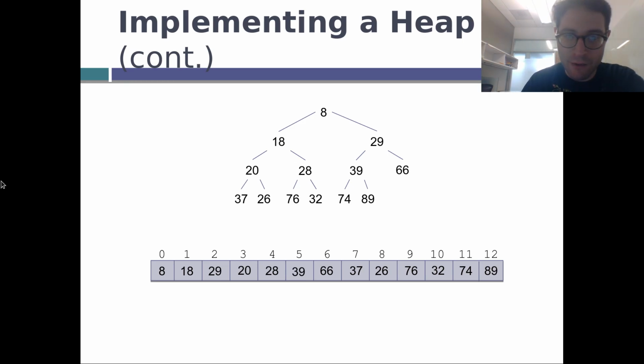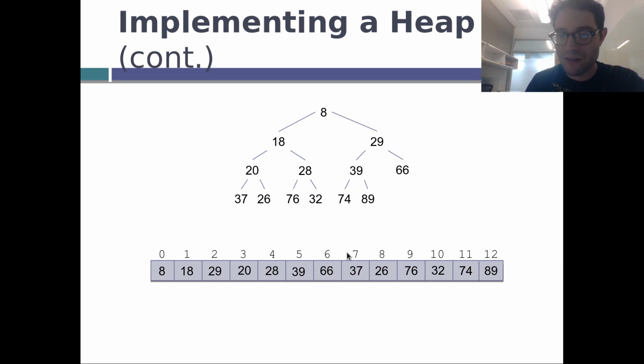If we read from the heap from left to right, read along with me, but you can read along to the array, and I'll read from the top here. 8, 18, 29, 20, 28, 39, 66, 37, 26, 76, 32, 74, 89. And that's it. And so that's how we store things. So we're going to store it in a heap.